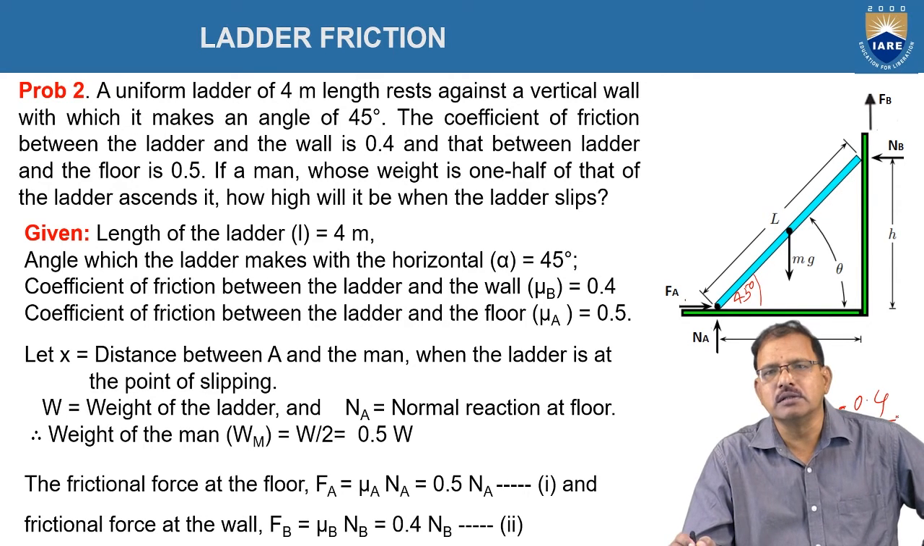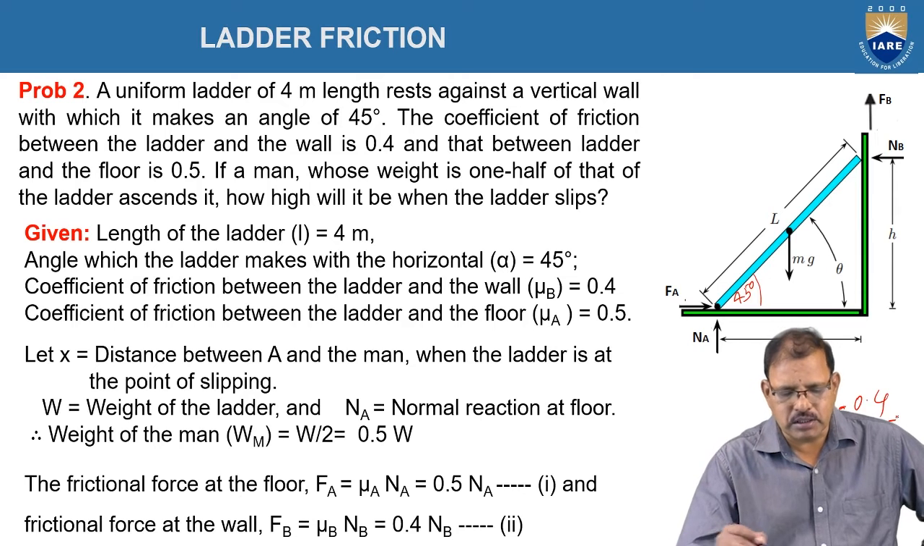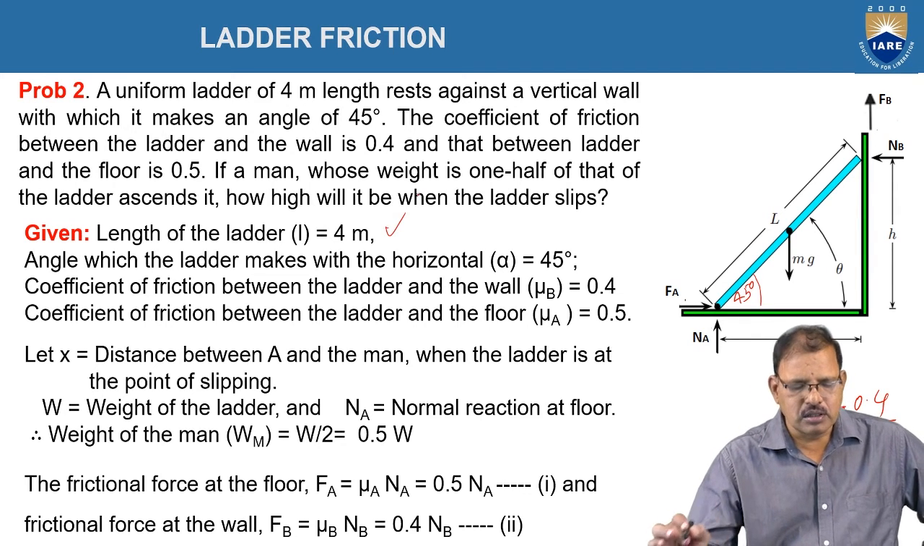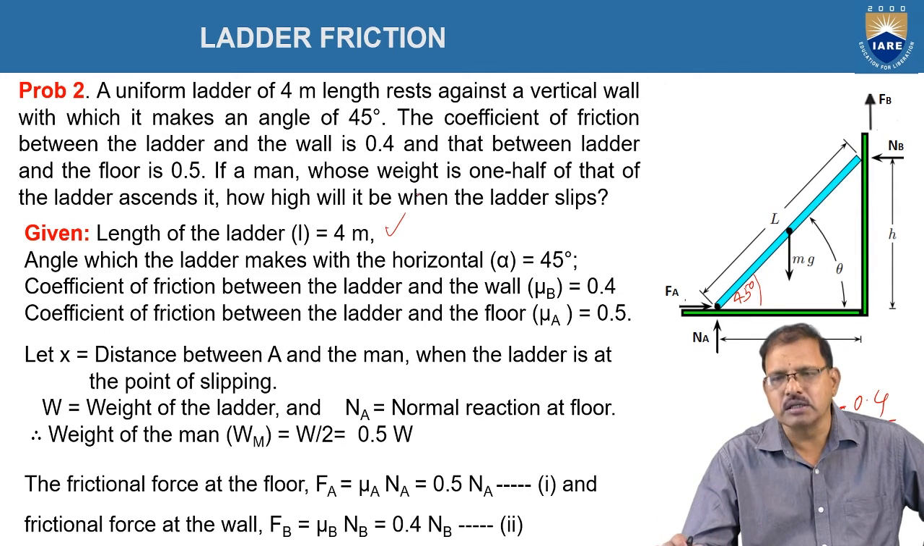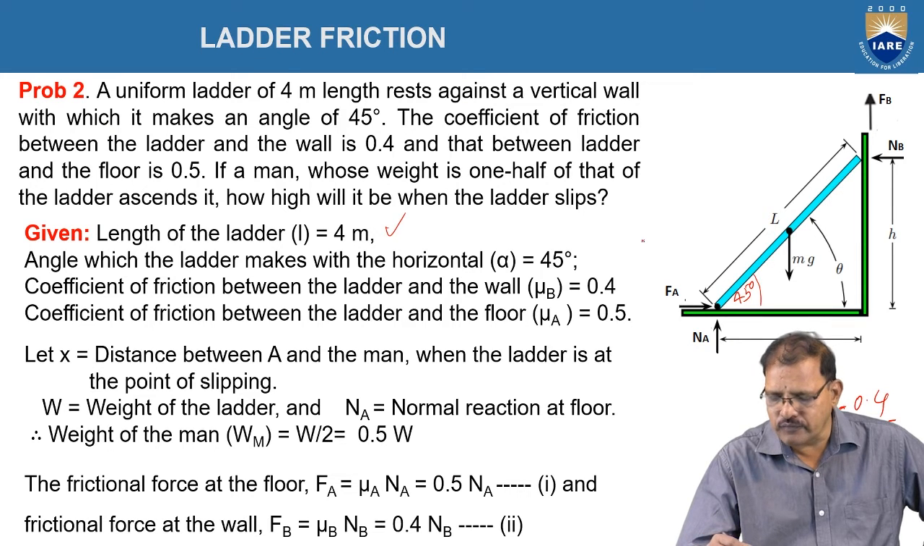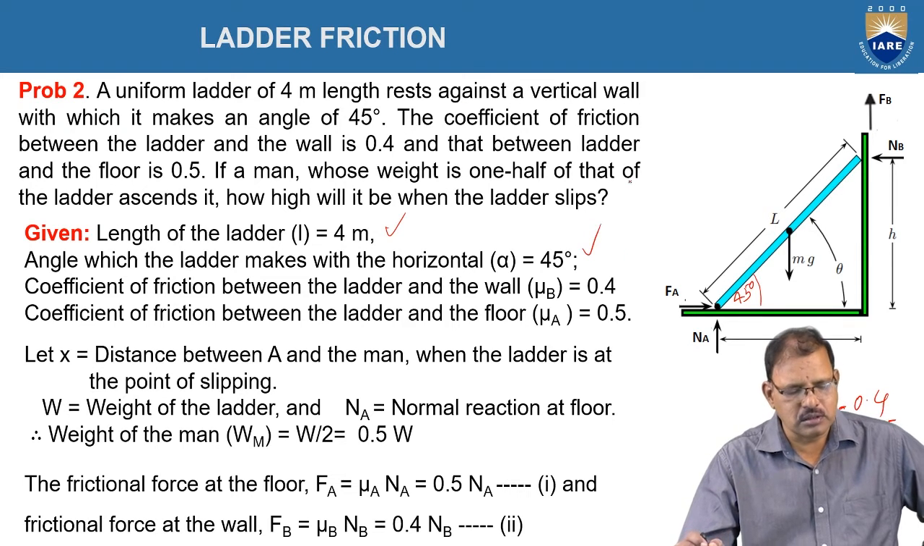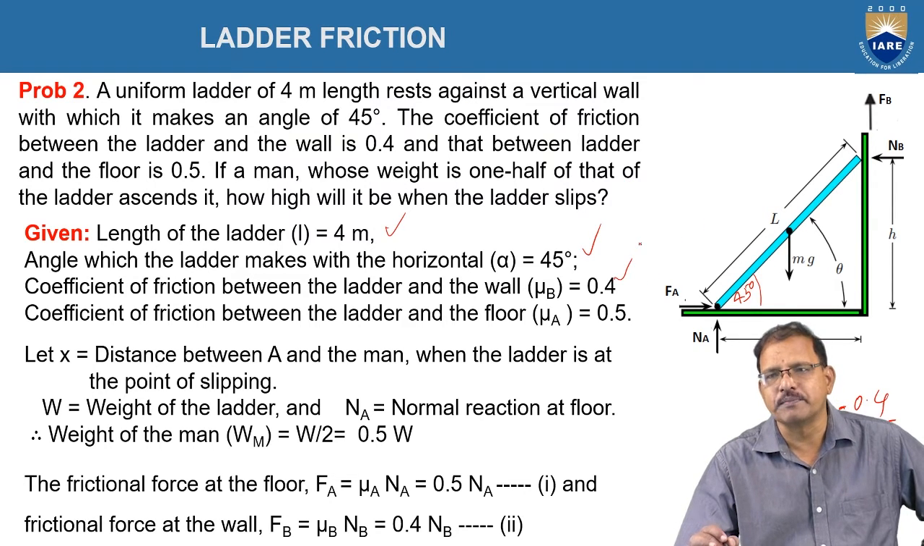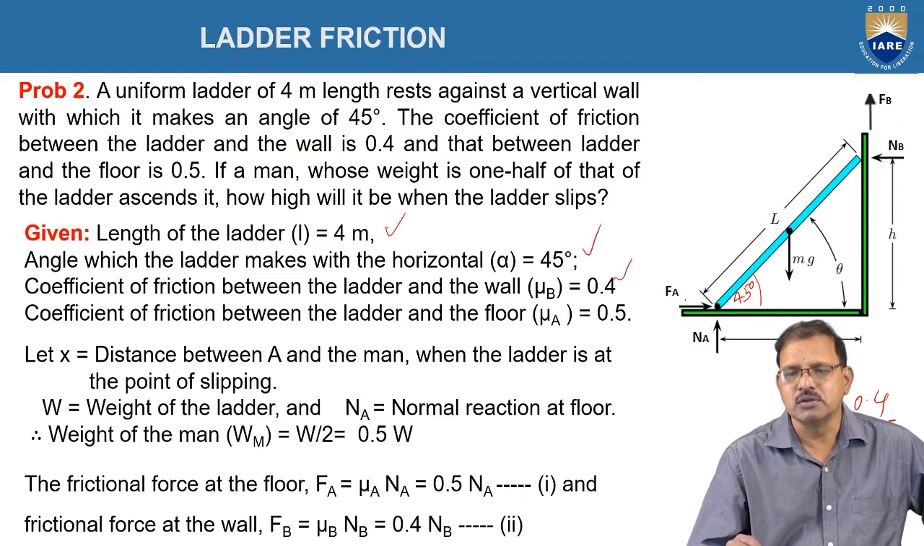Now the given data: the length of the ladder is 4 meters. The angle which the ladder makes with the horizontal is 45 degrees, as shown in the figure. The coefficient of friction between the ladder and the wall at B is 0.4, which is represented as mu B. The coefficient of friction between the ladder and the floor is 0.5.